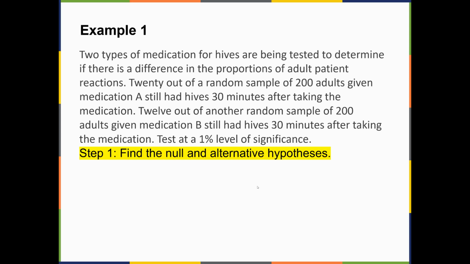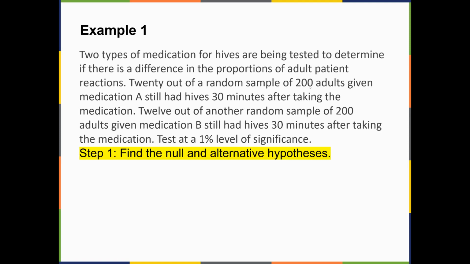First, let's notice that our number of successes and failures is over 5 for all of them. We have 20 successes and 180 failures in the first group, 12 successes and 188 failures in the second group.